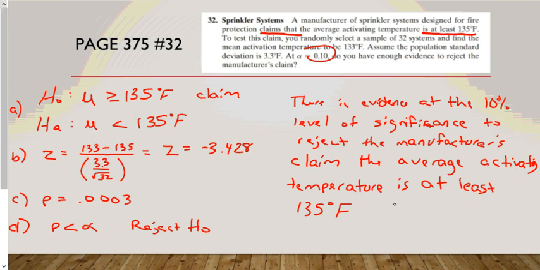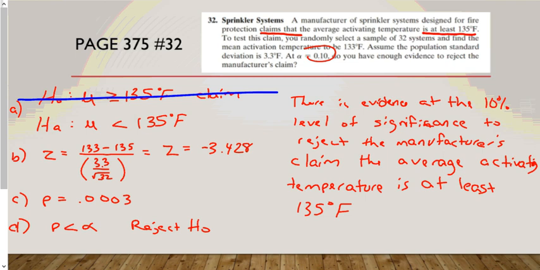average activating temperature is at least 135 degrees. That means that we think the manufacturer is wrong. He says that the sprinklers don't go off until, on average, 135 degrees. We're saying shenanigans. We don't believe you. You need to go back and check some stuff. We have really strong evidence suggesting otherwise. We think they go off at a lower temperature. We reject your claim. We say, no, get that out of here. Therefore, this one must be true.